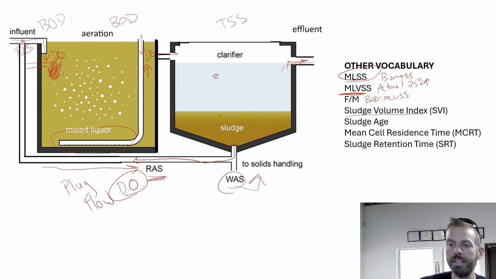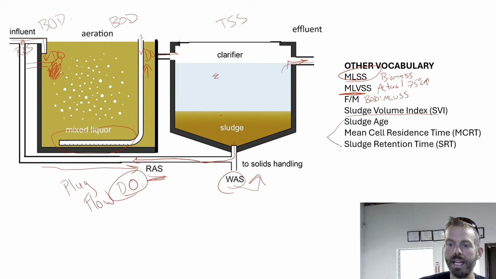Sludge volume index, this is a great tool for using your 30-minute settled solids test versus your MLSS concentration, and you can tell kind of how well your sludge is settling. And I'm going to do a video on this. I'm going to do a demonstration with a time lapse, and it's going to be really good. Do a 30-minute settled solids, and then we'll do some math.